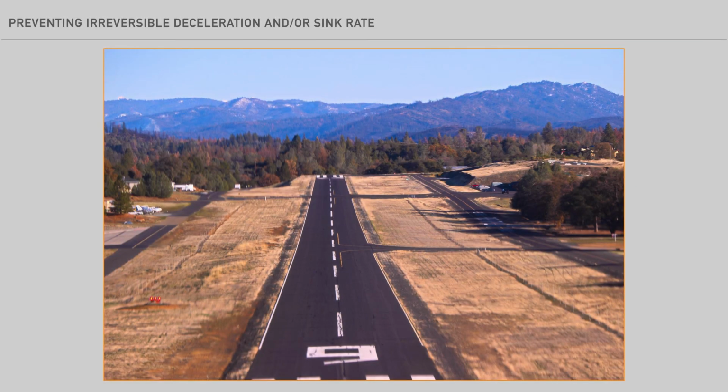Our final discussion will address the situation of irreversible deceleration and/or sink rate. During normal flight, there are many instances where negative energy rates are desired. For example, decelerating at a constant altitude or descending at a constant airspeed. However, circumstances may arise where the airplane is unable to produce enough power to safely climb above terrain and/or prevent sinking. Let's look at an example.